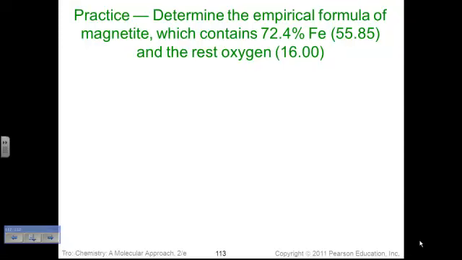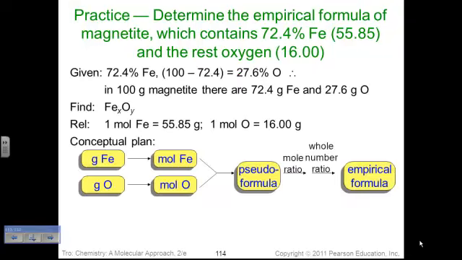Determine the empirical formula of magnetite. It contains 72.4% by mass of iron, and the rest of that coming from oxygen. Well, they're just making us do a little 100 minus 72.4 to determine the mass. I highly recommend you pause the video, work it out, and just double check your answer. Given the mass percent of iron, we find the percentage of oxygen. We understand that those percent signs directly change to grams.